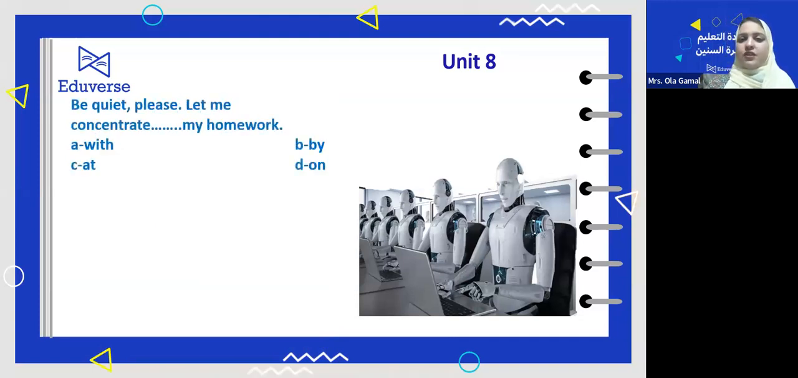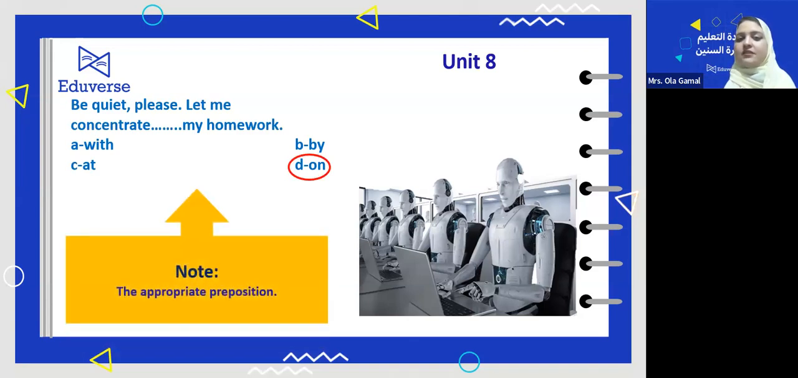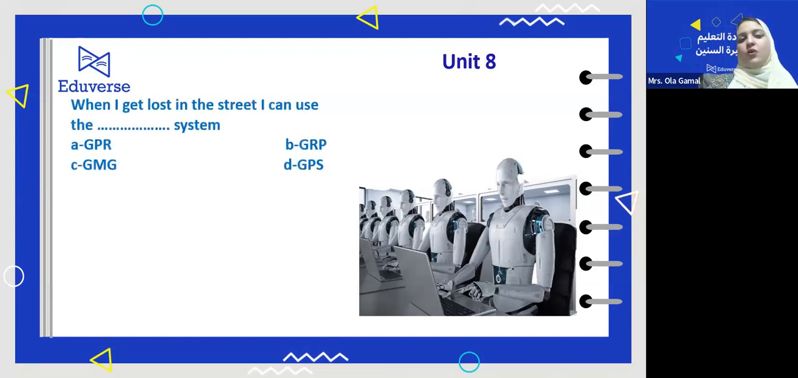Let's move to the other question here. Be quiet, please. Let me concentrate my homework. Which preposition here is appropriate, right, or correct for the word concentrate? Yes, "on." Concentrate on. We use this preposition with the word concentrate. When I get lost in the street, I can use that.